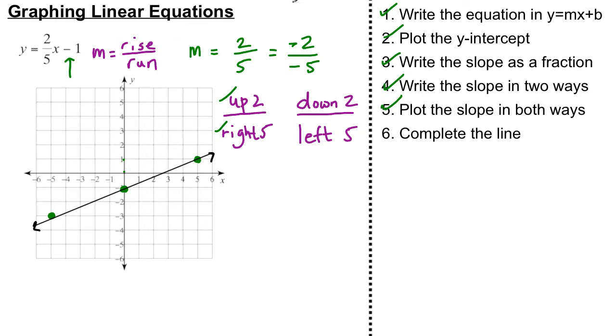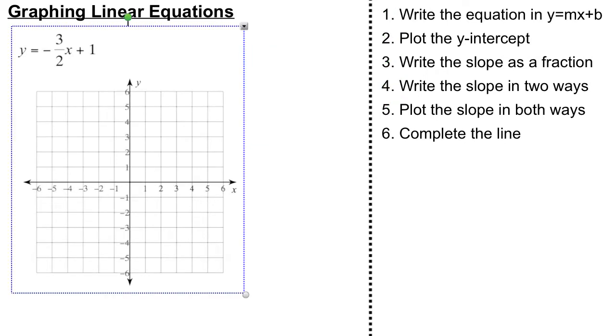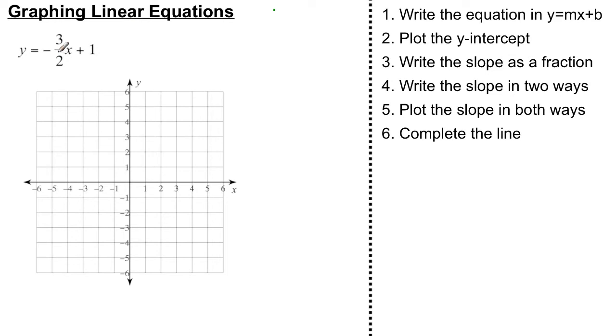Okay, let's go on to this next problem. Okay, on this problem we have -3/2 x plus 1. And so it's written in y equals mx plus b form, so we're good. Now we want to plot the y-intercept, or plus 1. So we go up 1, start there.